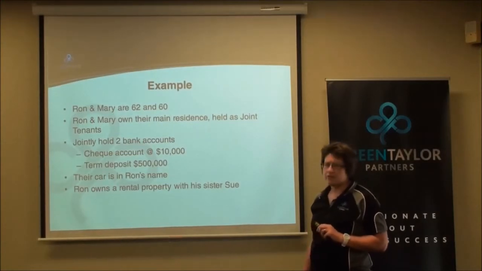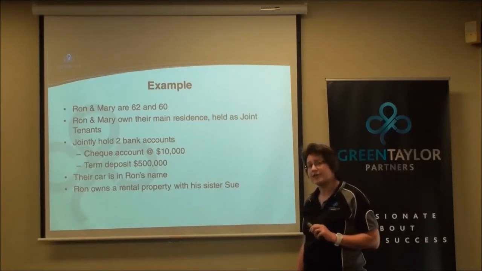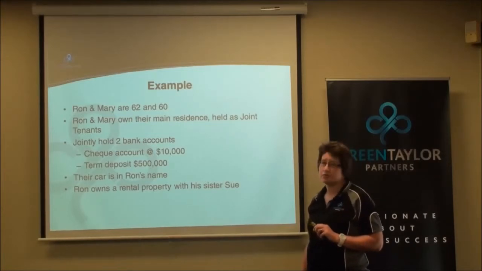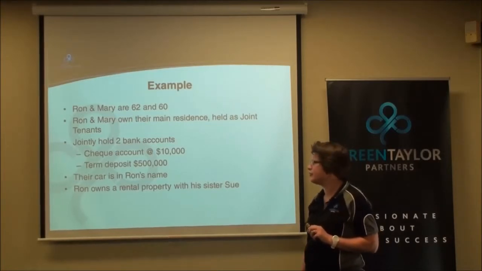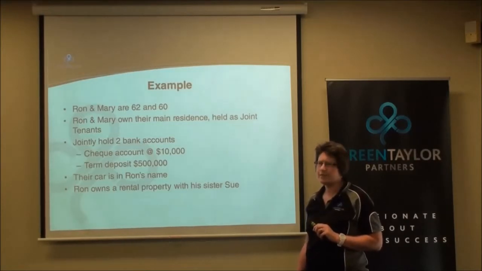Their car is in Ron's name. Because it's solely in Ron's name, it will become an asset of his estate and dealt with according to the will. And Ron owns a rental property with his sister Sue. Well, it comes down to how is it held, joint tenancy or tenants in common?